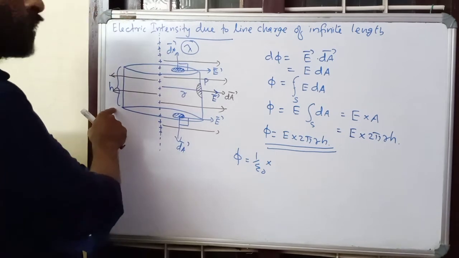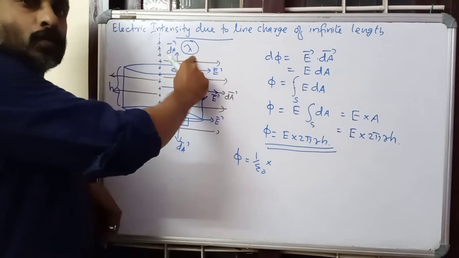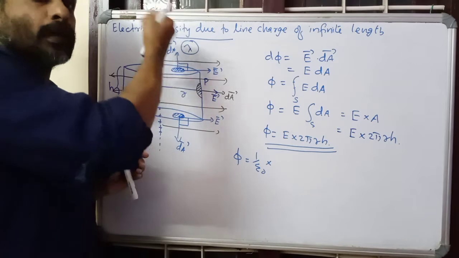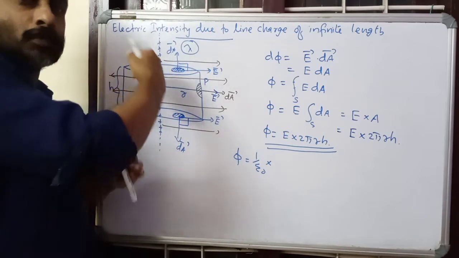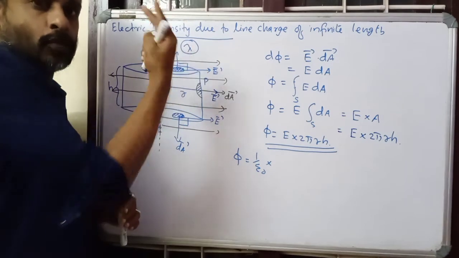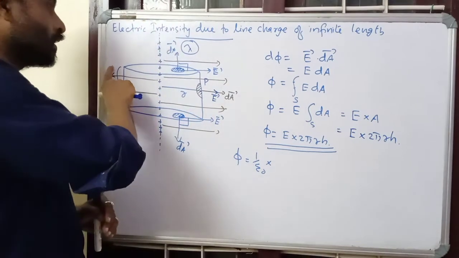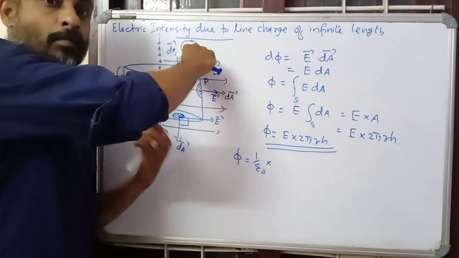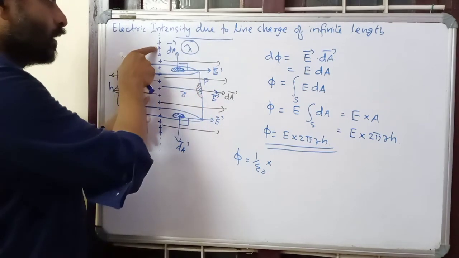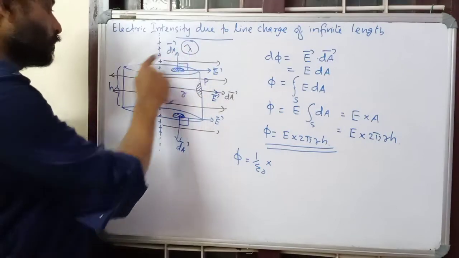So the height, or length, is h. Charge per length is lambda. So how much charge is enclosed in the cylinder? It will be lambda into h, because lambda is charge per length. In 2 centimeters, 2 into lambda. In 3 centimeters, 3 into lambda. In h centimeters, h into lambda. So I need the charge enclosed by the Gaussian surface, excluding the outside charges. Only these charges I am going to count, which is lambda into h.